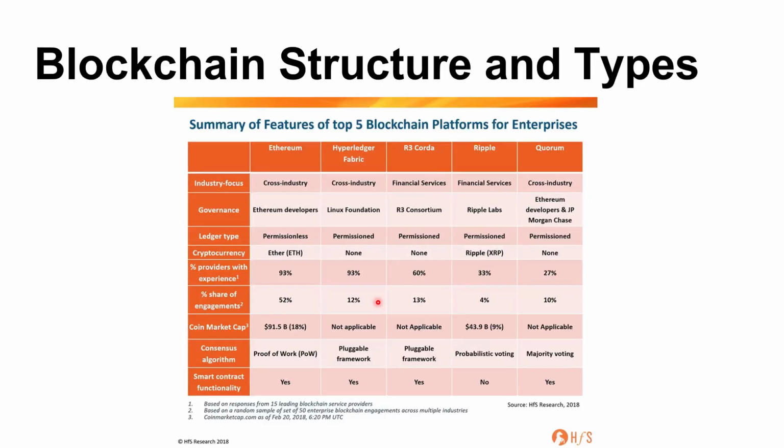Here are some features of, say, the top 5 blockchain platforms for enterprises. We can see Ethereum, Hyperledger Fabric, Corda, Ripple, and Quorum. And you can see here different entries. Cryptocurrency: Hyperledger has no cryptocurrency. Corda has no cryptocurrency. So you can take a look here at some interesting data.